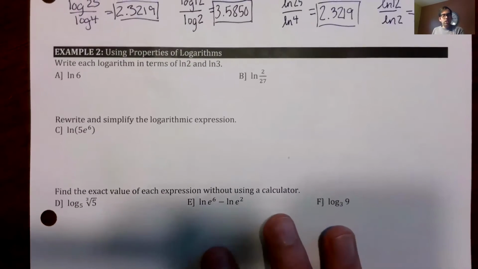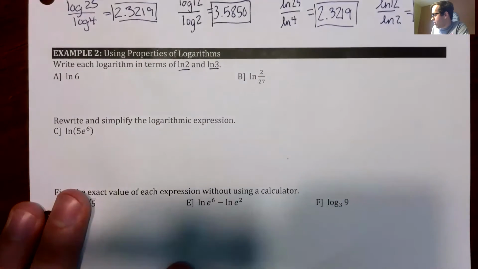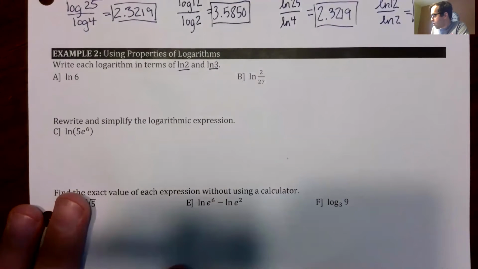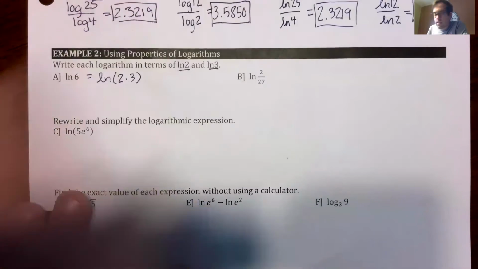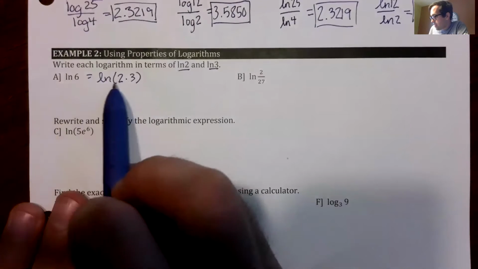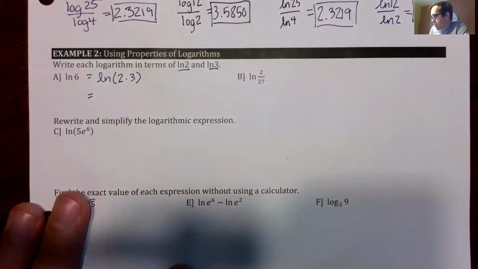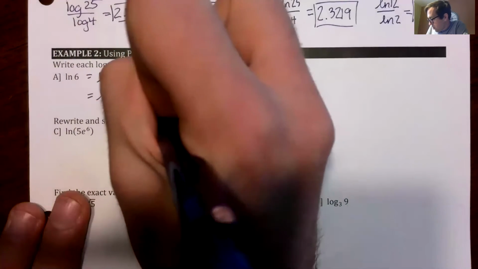So we're going to write each logarithm in terms of natural log of 2 and natural log of 3 here in letter A and letter B. And this is kind of weird, but it is a cool way to first experience this. So the natural log of 6, we know that 6 equals 2 times 3, right? So there's really no reason that we shouldn't be able to write this as this. And now we know from the properties at the top of the page that this equals the natural log of 2 plus the natural log of 3, right?